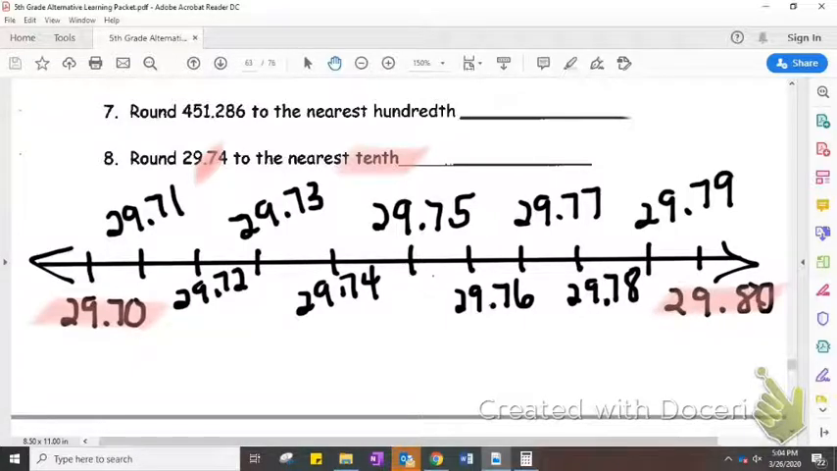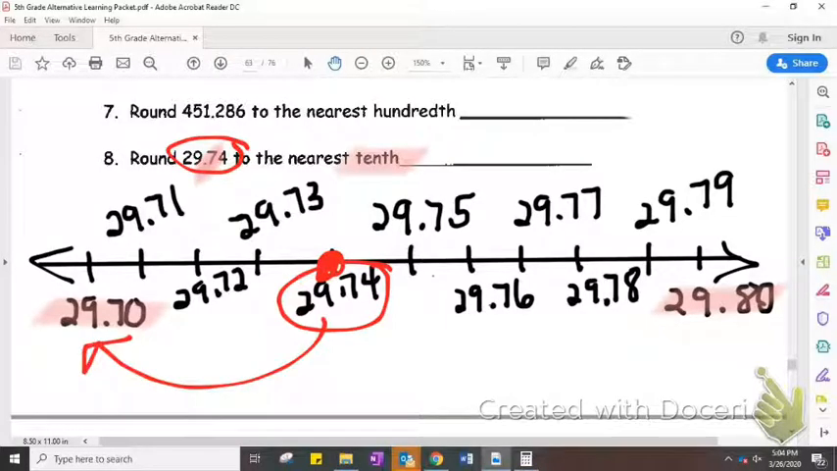So let's find 29 and 74 hundredths. It's right here. On the number line, that is closer to 29 and 7 tenths. So, if you were to round 29 and 74 hundredths, it rounds to 29 and 7 tenths.